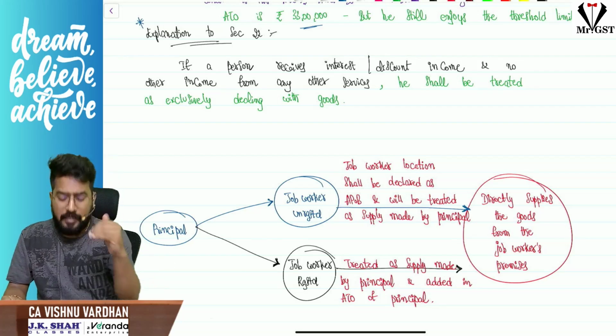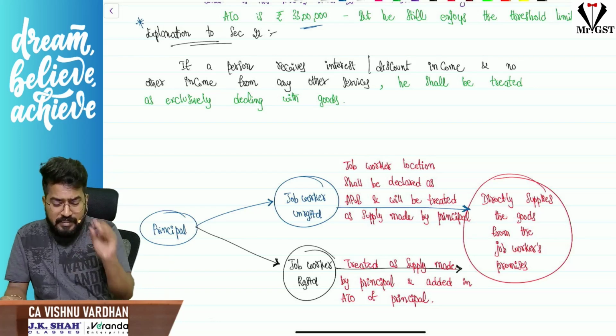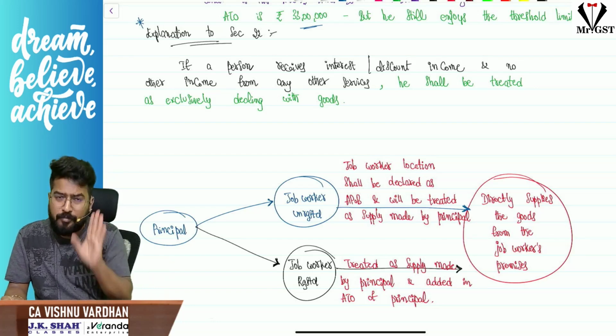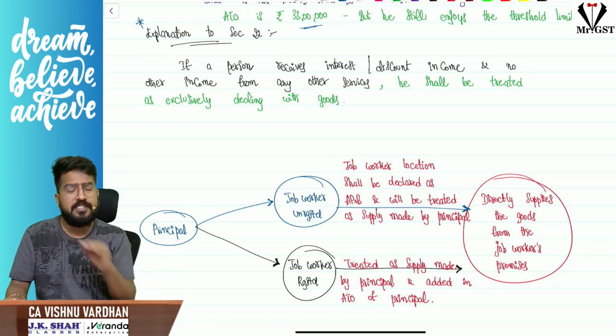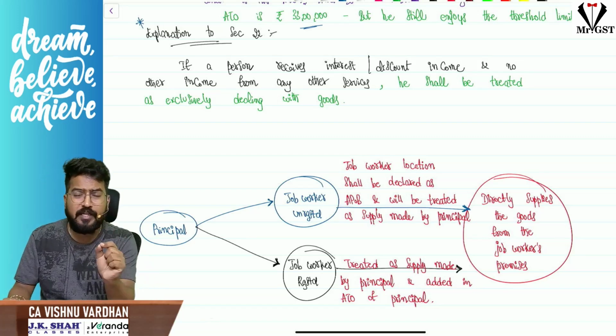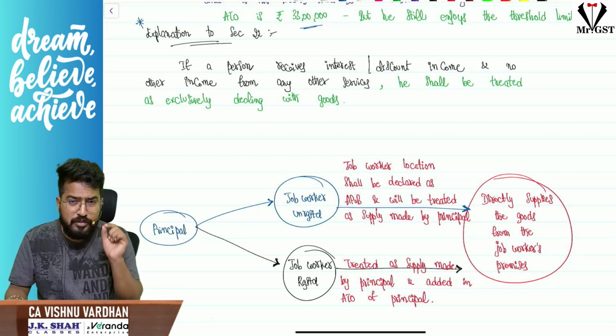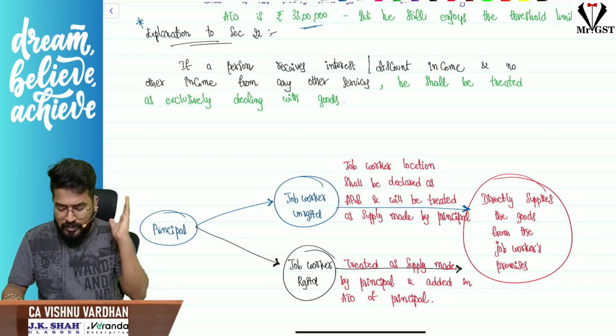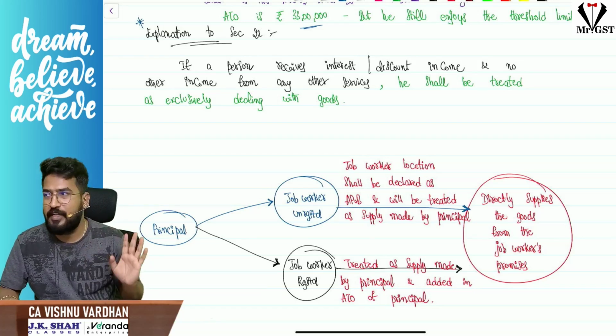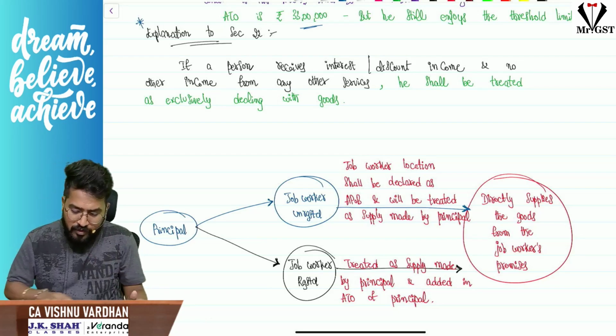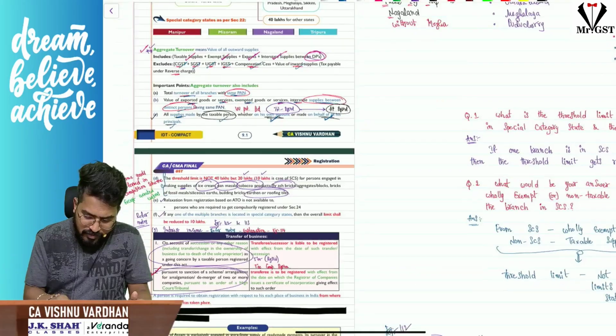As the law says, if any person is receiving the interest income or discount income alone, and he is just dealing with goods, but he only has one service income, that is interest, then still he will be treated as exclusively dealing with goods, and hence he is eligible for the threshold limit of 40 lakhs. That is the concept. Okay, fine. The next one is a simple one.